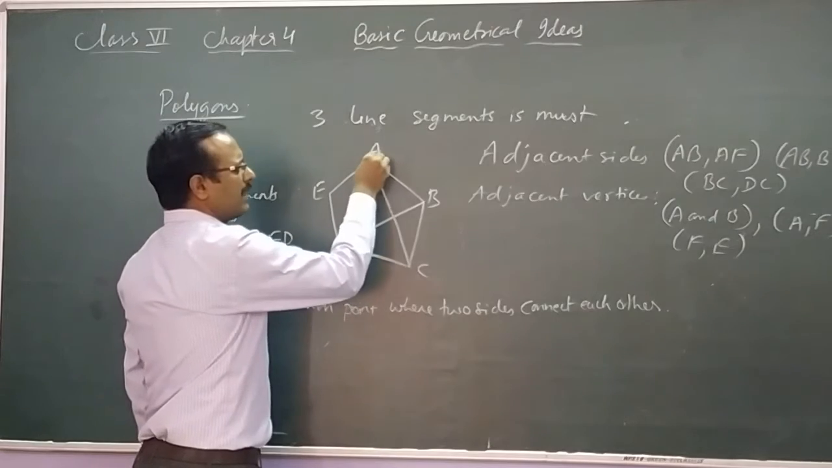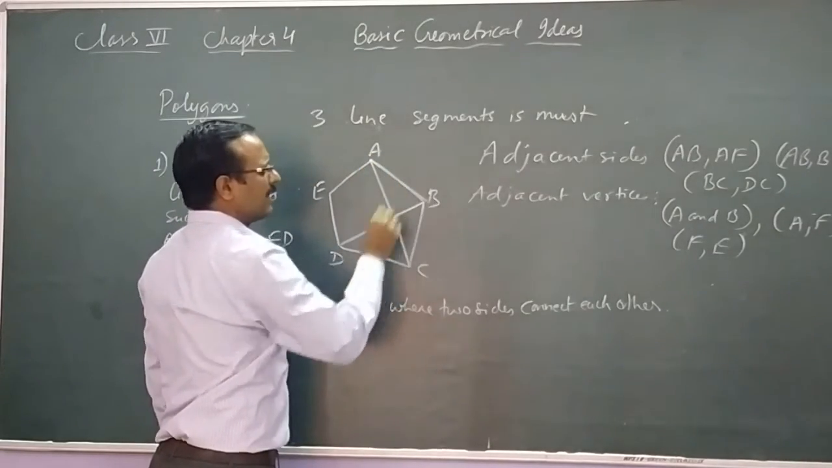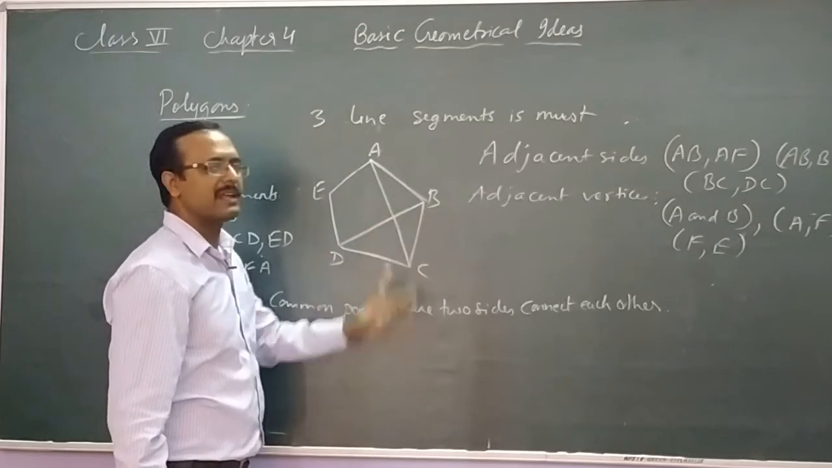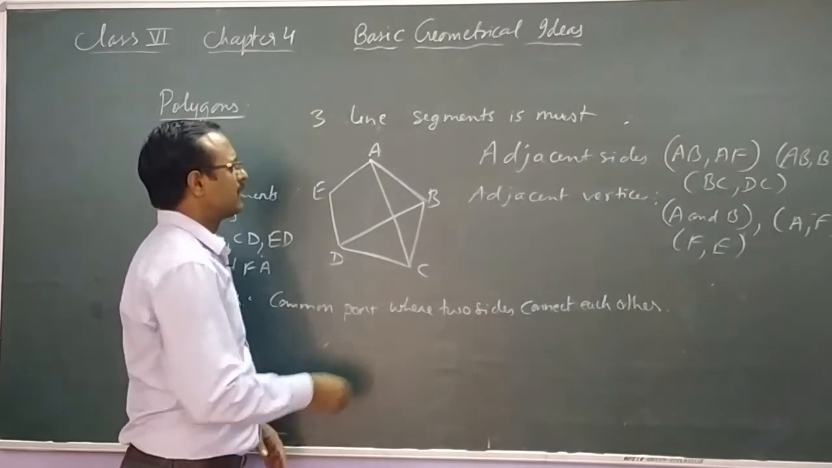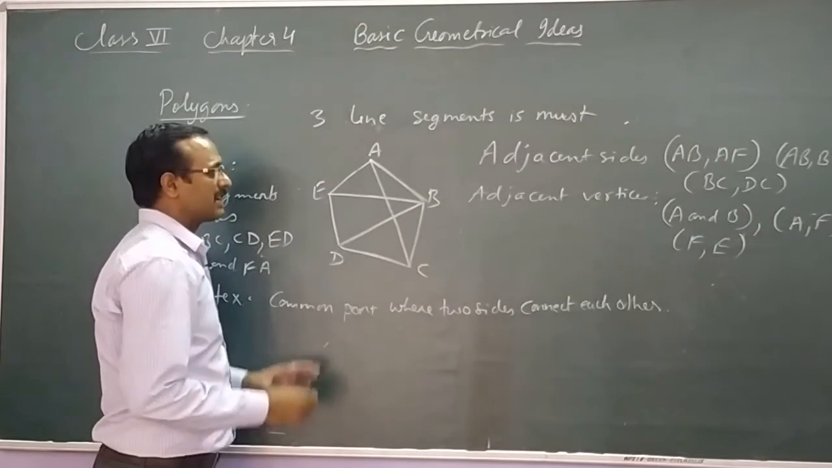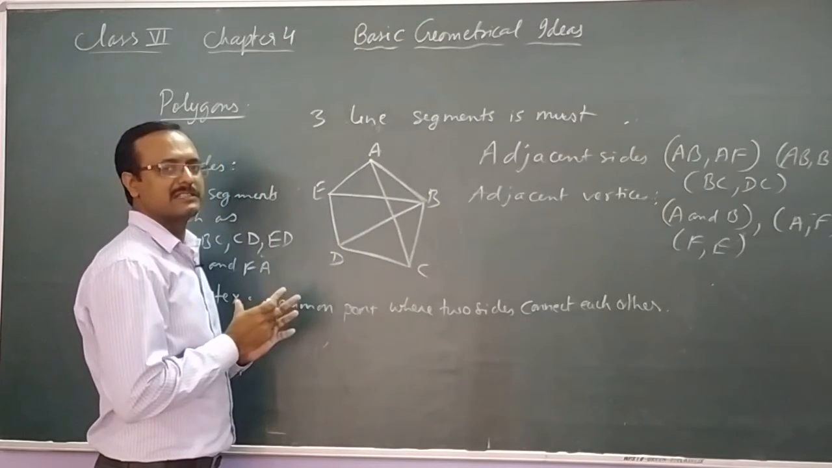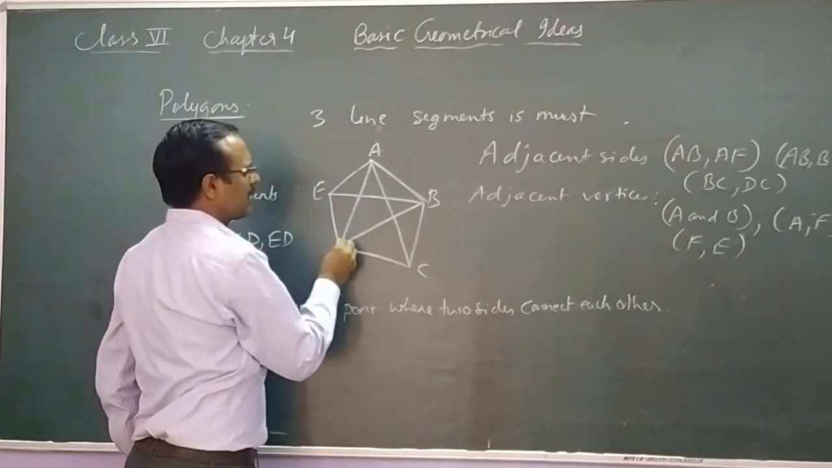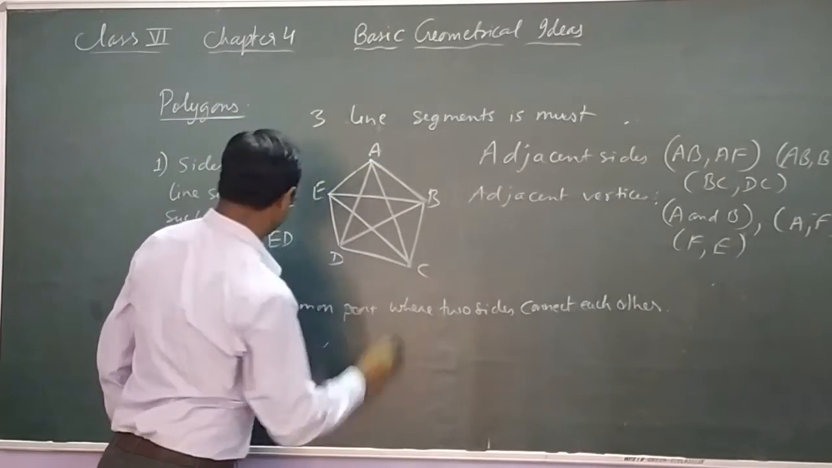Now what about A and B? If I connect A and B, it will be a side, because A and B are adjacent vertices. So all those line segments which are connecting non-adjacent vertices in a polygon are called diagonals. So these all are diagonals.